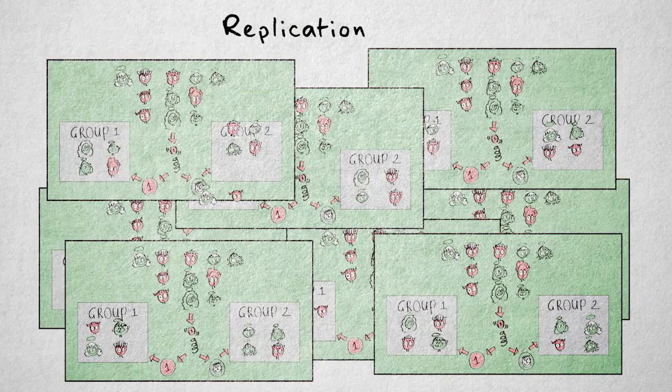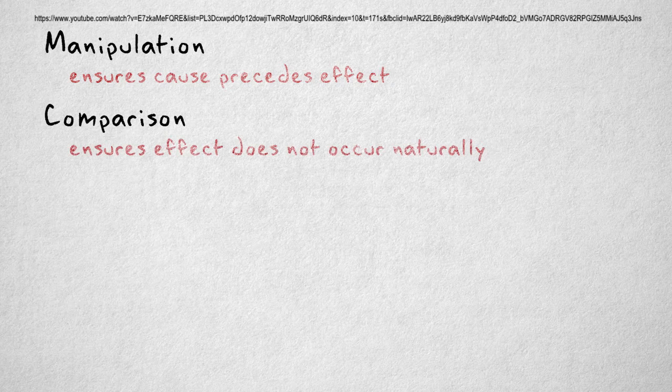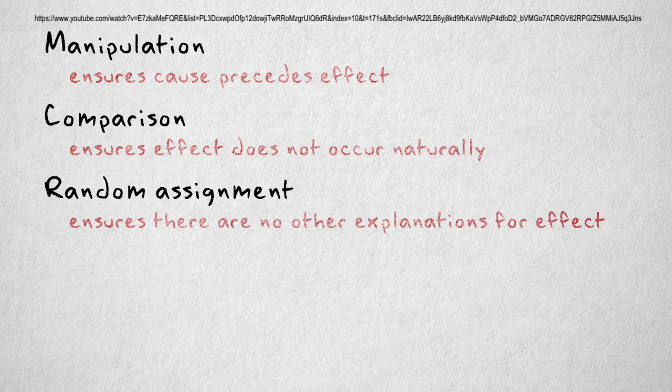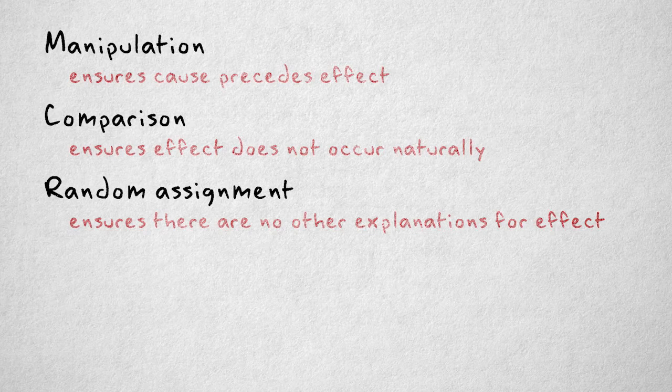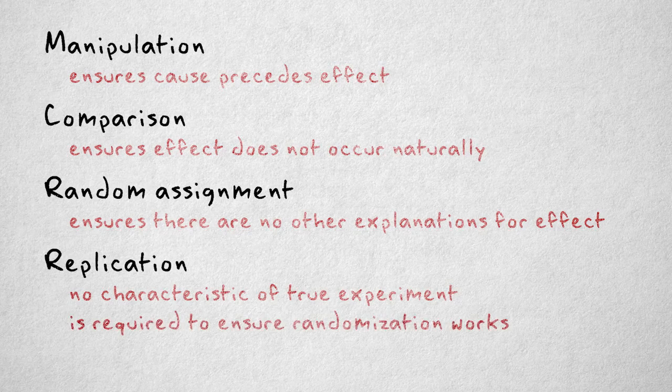So to summarize, manipulation ensures the cause precedes the effect. Comparison to a control group ensures the effect did not occur naturally, and random assignment ensures that there are no other systematic differences between the groups that could explain the effect. Replication is generally not considered a characteristic of a true experiment, but it is required to ensure randomization actually works.